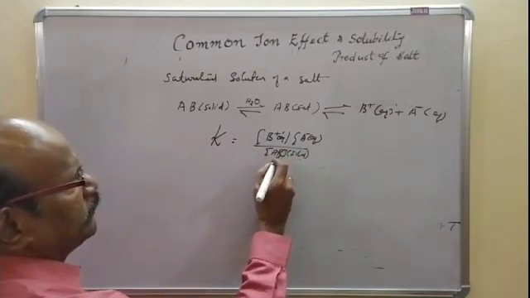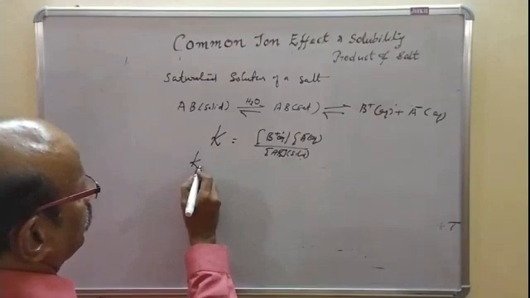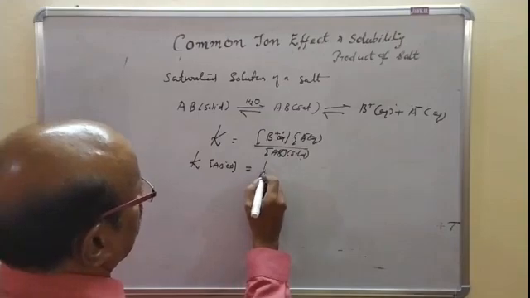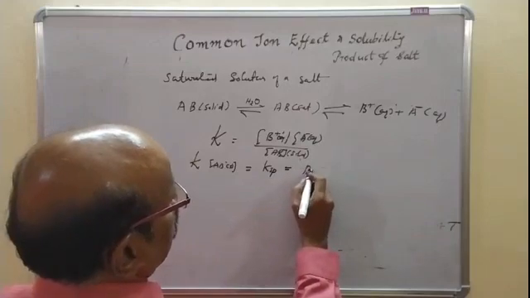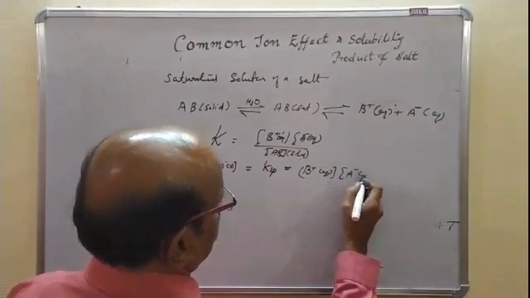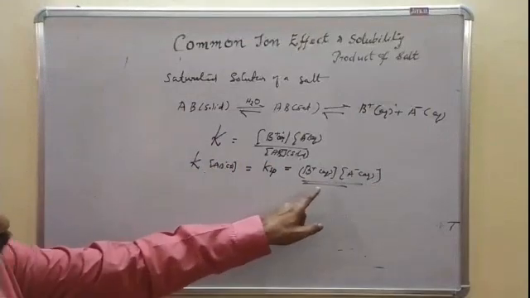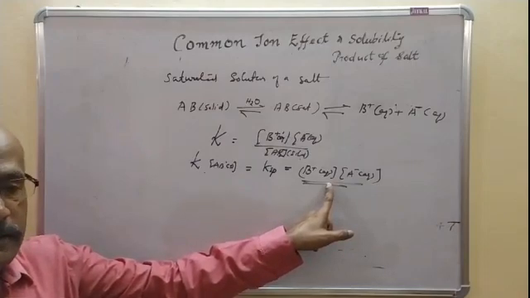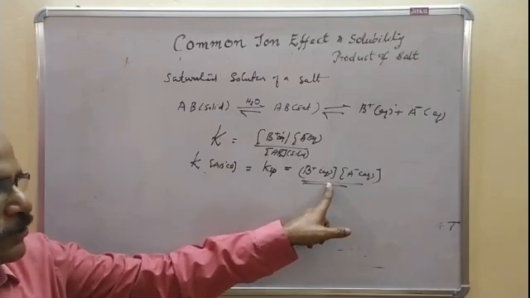The concentration of AB solid is always a constant, it is unity, so we can write K into AB solid as KSP, that is called the solubility product. That is obtained as the concentration of B plus aqua into the concentration of A minus aqua in the solution. And this product is called the solubility product. What is this product? This is the product of the ionic concentration of the salt in the solution.